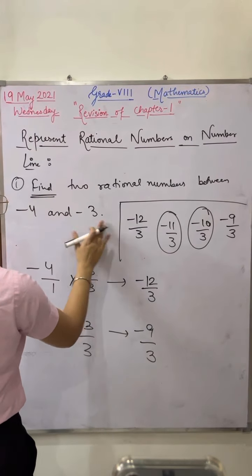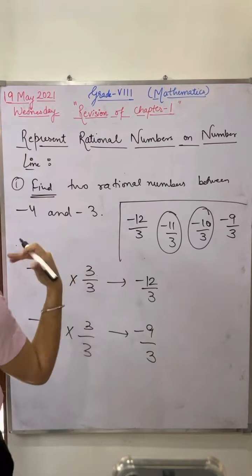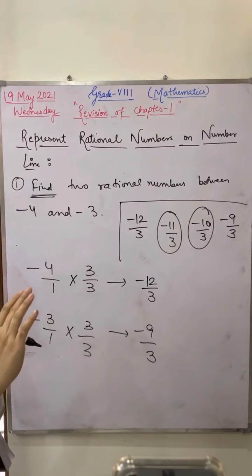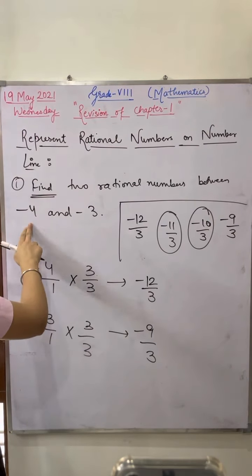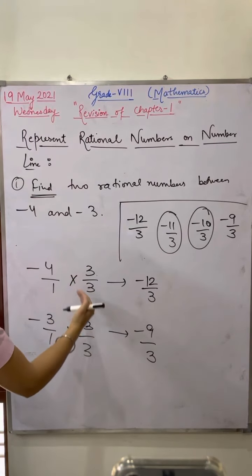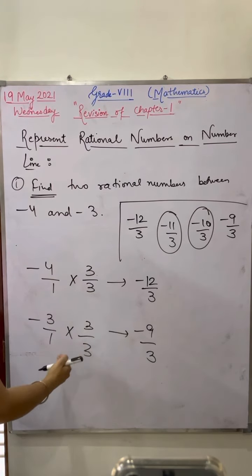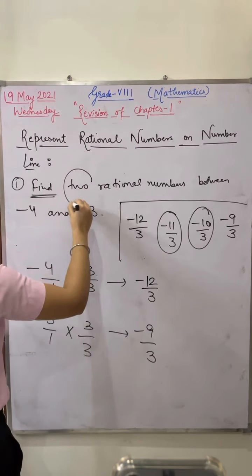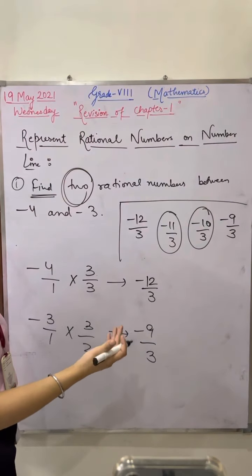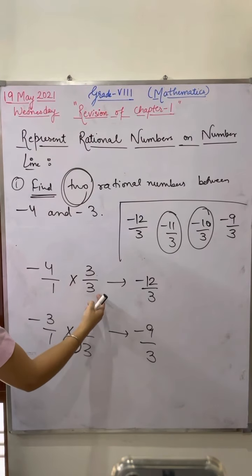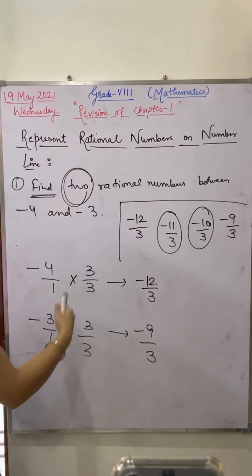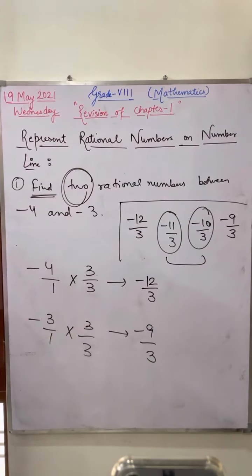If the question is given to you minus 4, minus 3, you can see that in between minus 4 and minus 3, no value can lie. So you have to multiply with some numbers. Start with 2 by 2, then 3 by 3, then 4 by 4. If you have to find out two numbers, then you have to see whether two numbers are possible or not. Earlier I divided or multiplied with 2, only one number was possible. Then I multiplied with 3 by 3, then two numbers are possible. So this is the answer.